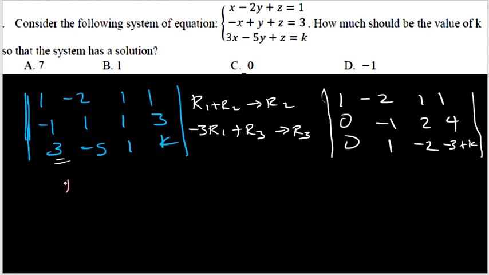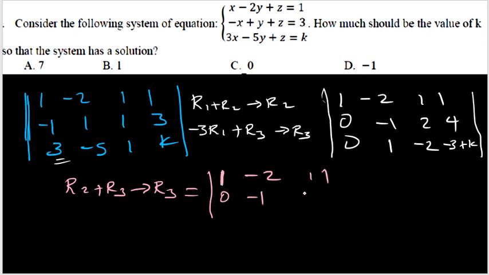So what to do now? R2 plus R3 will go to R3, so the result will be the first row, again the same, 1, negative 2, 1, 1, we can take as it is, and the second row again the same, 0, negative 1, 2, 4.